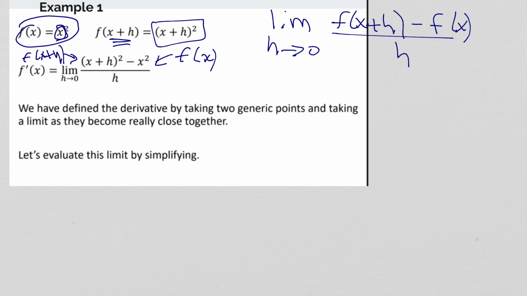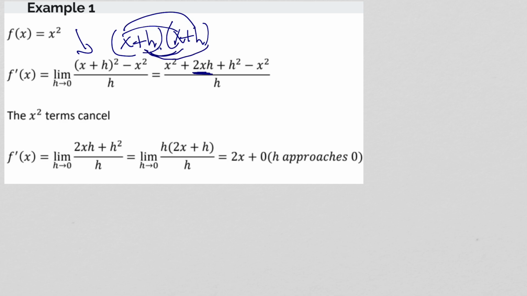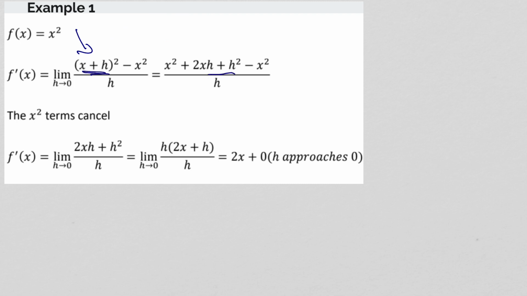Now we need to simplify. So I need to multiply out x plus h squared here. So think about it, you're doing x plus h times x plus h. X times x is x squared. X times h is xh. X times h is xh, so that's why I'm getting 2 xh's. And then h times h is h squared. So let me erase this. So this thing here is evaluated here. And I'm bringing out minus x squared, all divided by the h still.